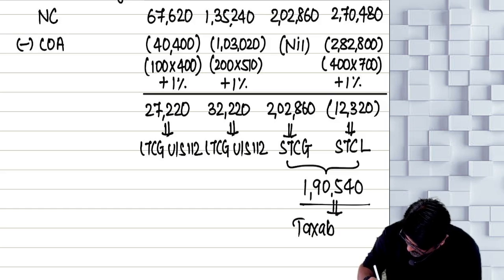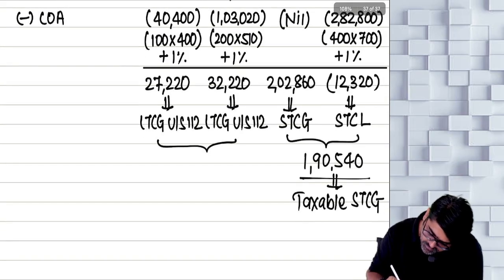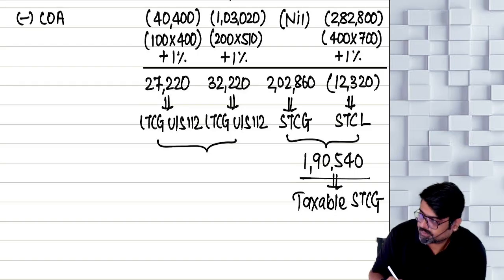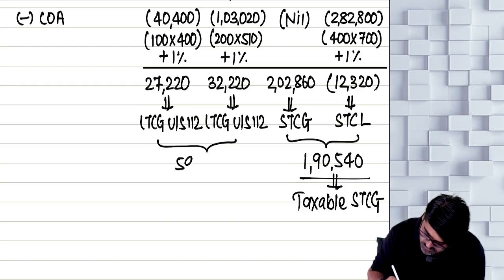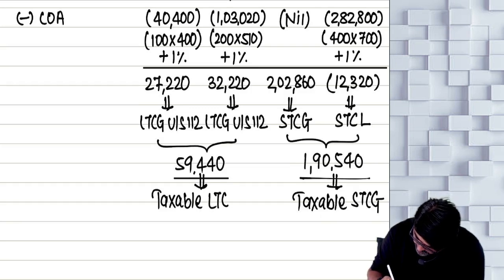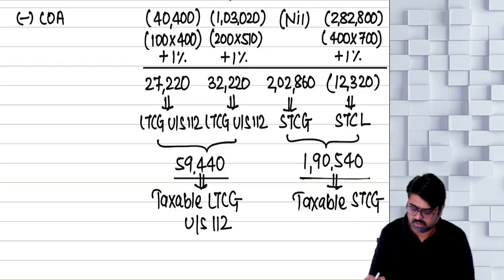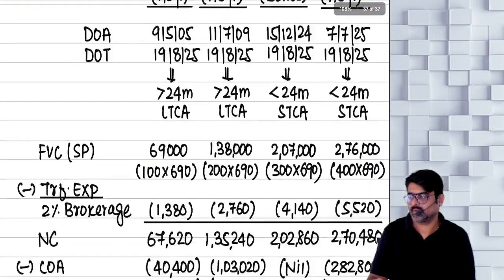This final amount is taxable short-term capital gain remaining after set off. Yes or no? And what is your total long-term gain? 2,59,440. Yes or no? This is known as your taxable LTCG under section 112. Done, sir? Difficult, no? Very difficult.